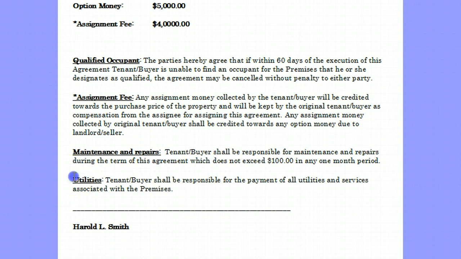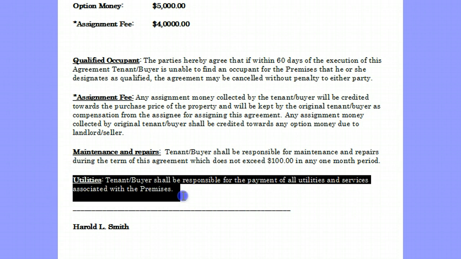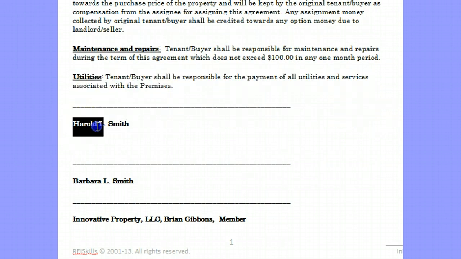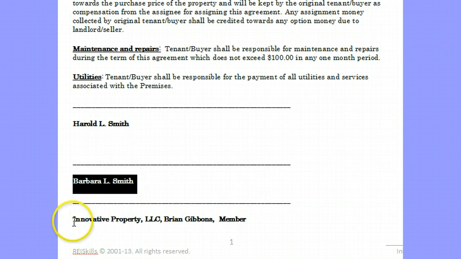And lastly, utilities, very standard. Tenant buyers shall be responsible for the payment of all utilities and services associated with the premises. So it's a very simple agreement. The landlords right here are going to sign it, and then we're going to sign it in the name of our company.